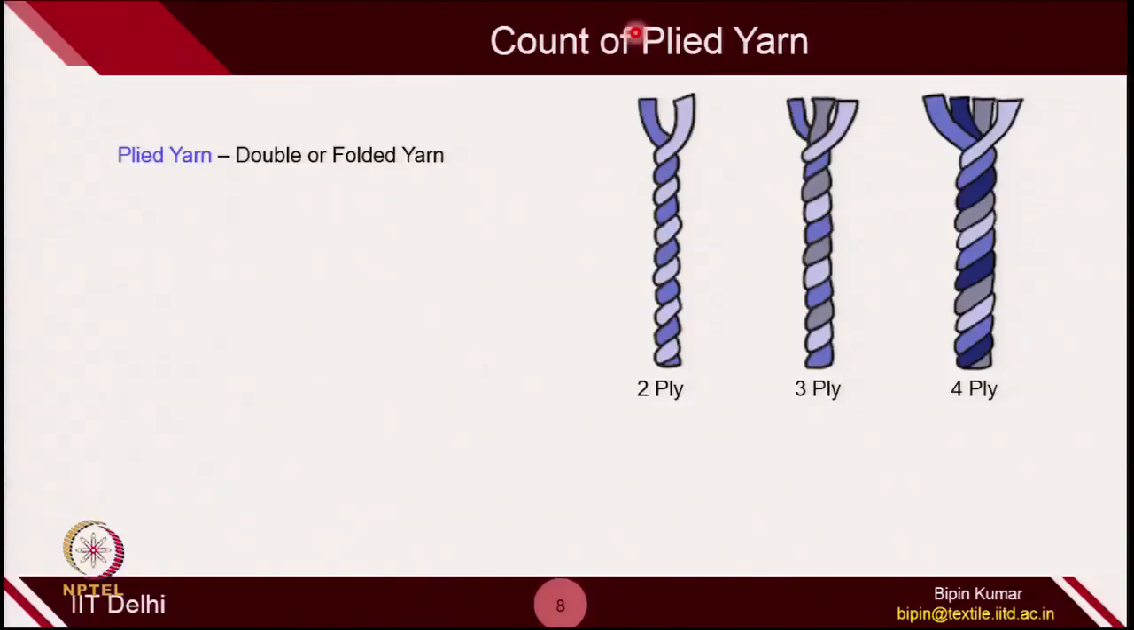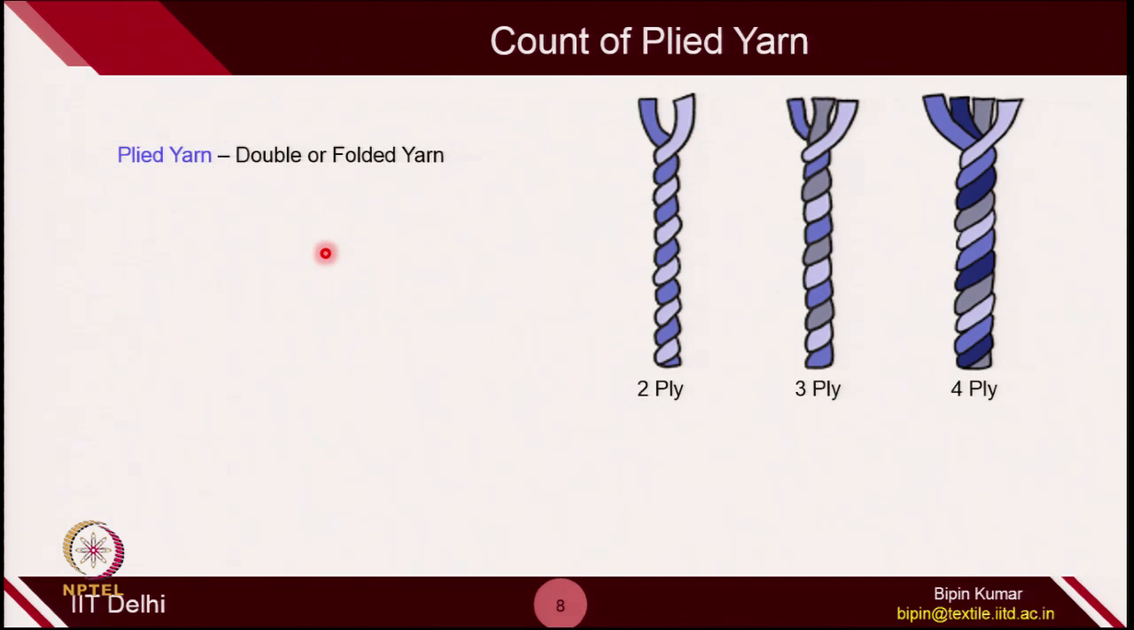So, depending on whichever country you are going or dealing with, on the count system, you can remember these formulas and convert these counts from one system to another system. We have also count of plied yarn, which is quite useful, especially in sewing yarn and even in knitting yarn. Sometimes we use 2 ply, 3 ply or 4 ply system. Plied yarn is actually double or folded yarn.